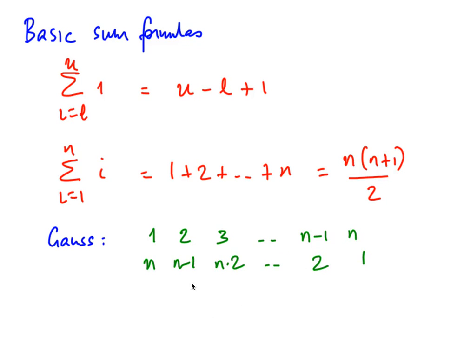And now Gauss said let's add the sub-column y. So n plus 1 is n plus 1 of course. N minus 1 plus 2 is again n plus 1. So each of these columns adds up to n plus 1. How many columns are there? Well, there are n columns.